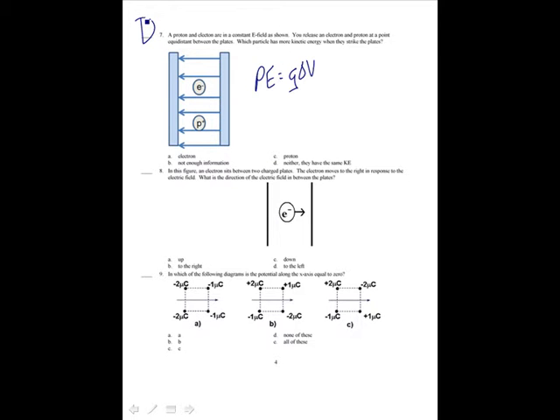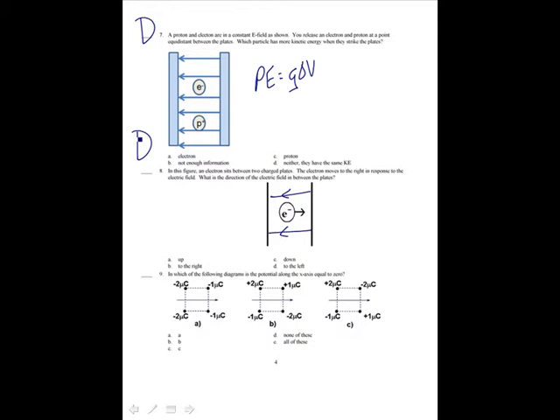In this figure, an electron sits between two charged plates. The electron moves to the right in response to the electric field. What is the direction of the electric field in between the plates? In order for a negative charge to move in this direction, the electric field has to be opposite that direction, which is to the left, that is D.